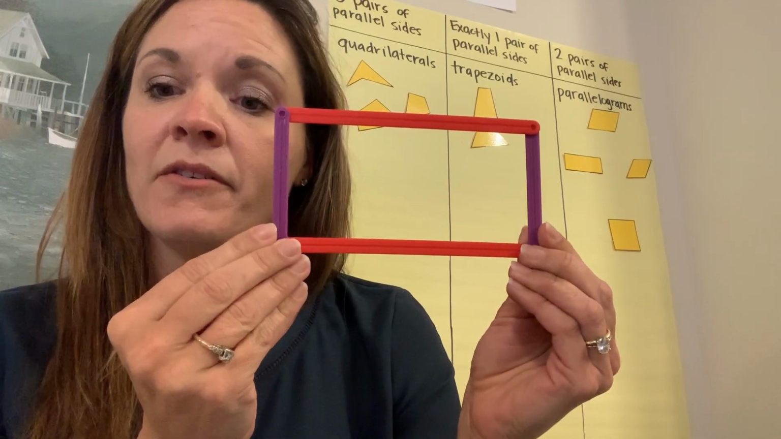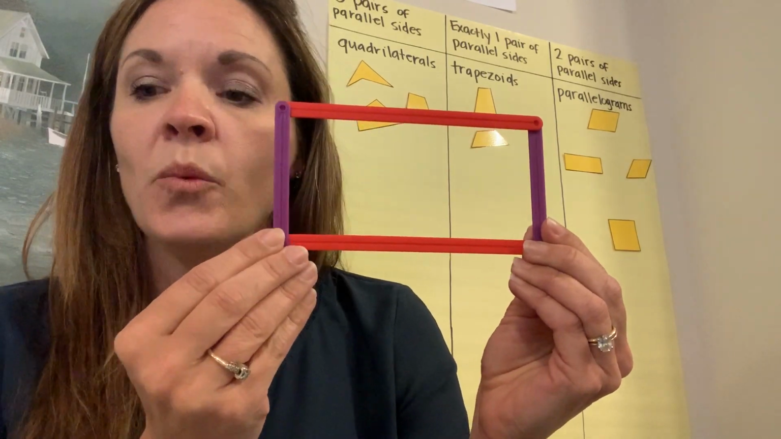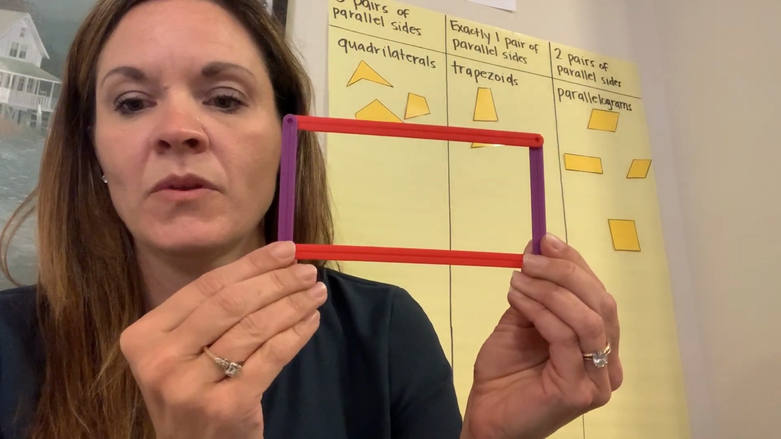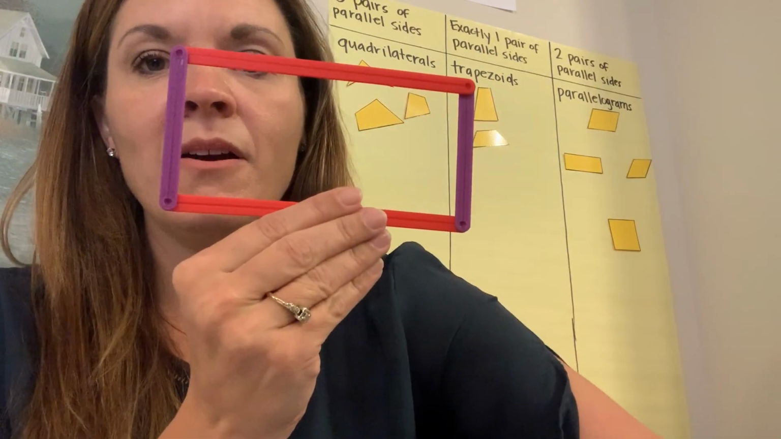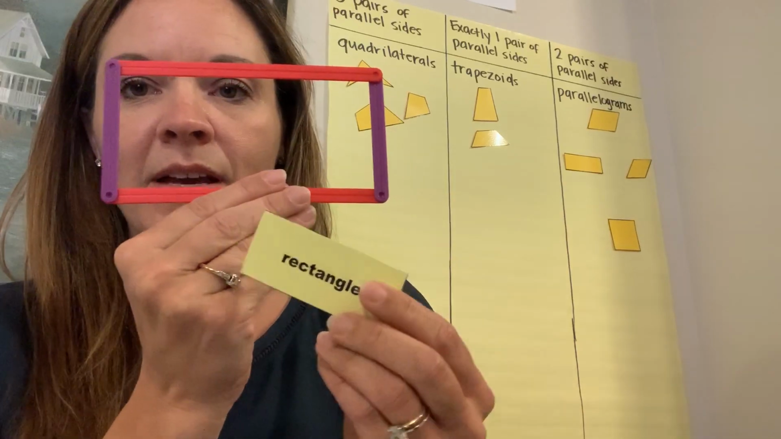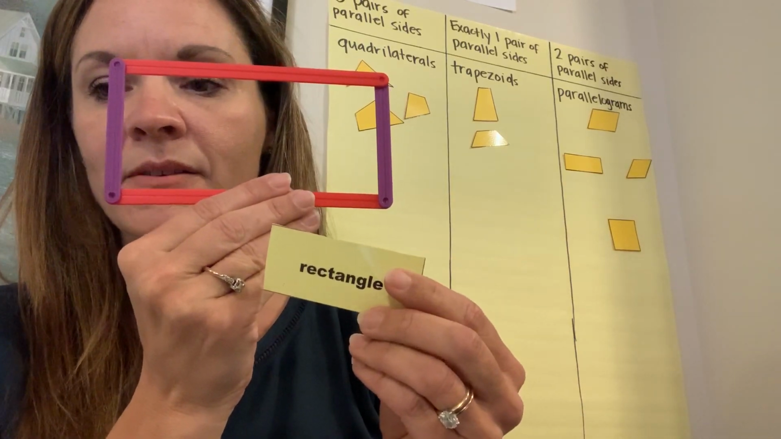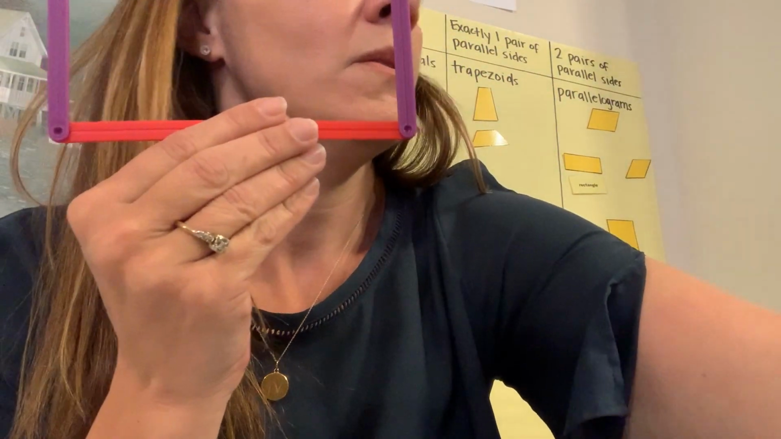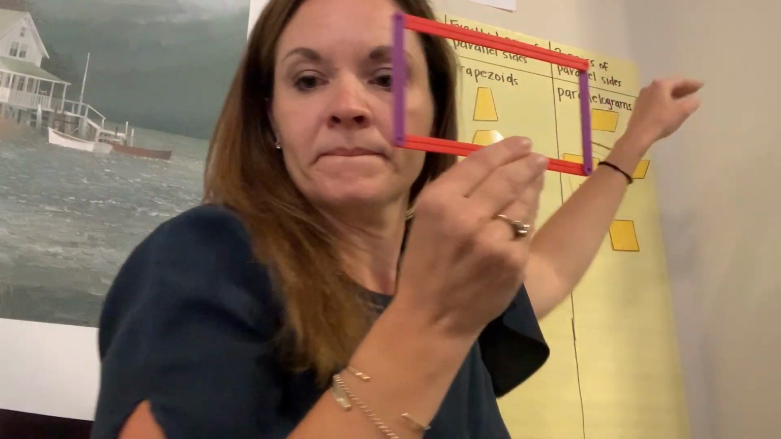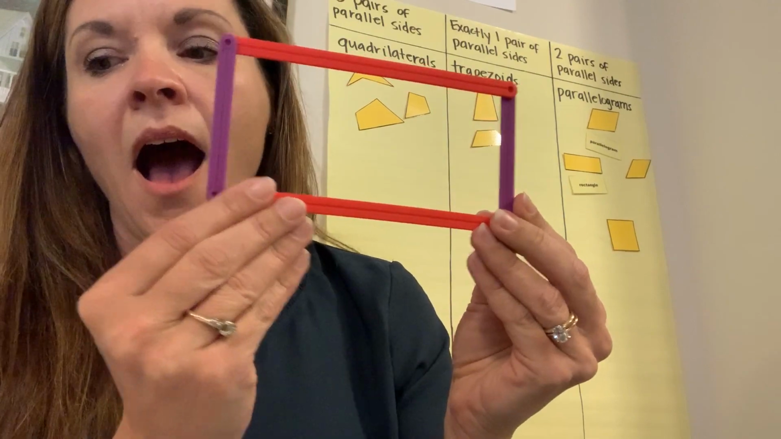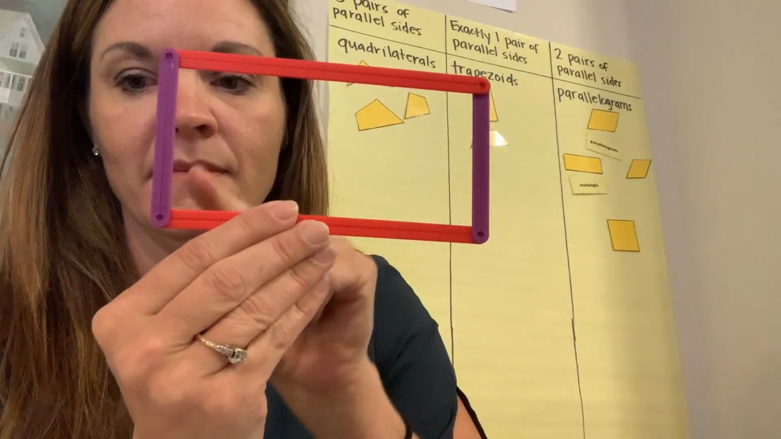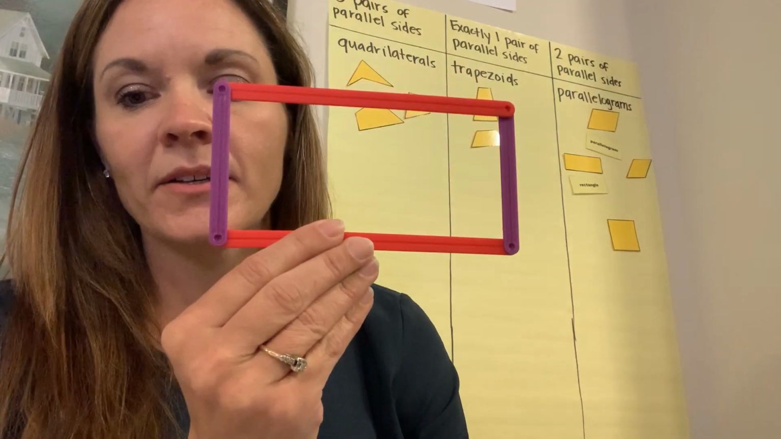Parallelograms can have four right angles. We can model right angles with a square inside of the angle. Rectangles are a special type of parallelogram with four right angles. Opposite sides are parallel, and opposite sides are congruent.